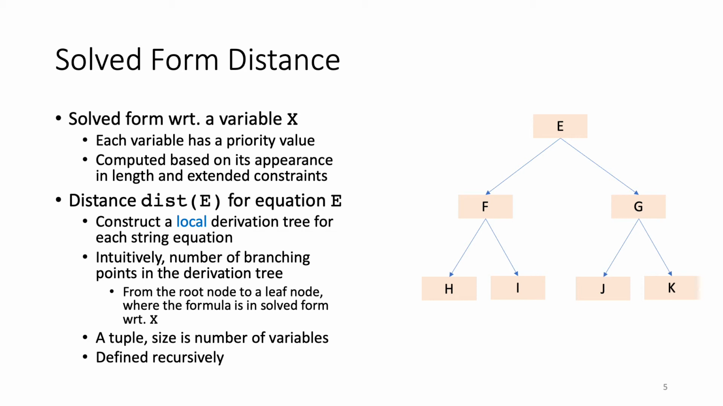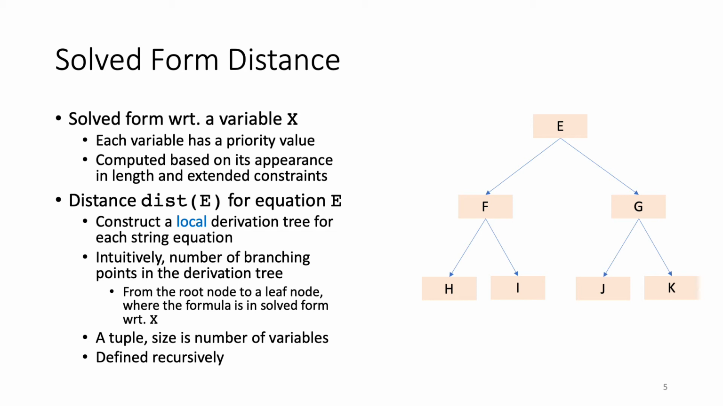As you can see in the previous slide, each solved form is defined with respect to some variable x. Now each variable is also assigned some priority value, which is computed based on the number of length and extended constraints where the variable appears. This allows us to prioritize the variable that helps us resolve the largest number of length and extended constraints, or otherwise, if it contradicts with length and extended constraints, we can learn a better conflict clause which involves these constraints from different theories.